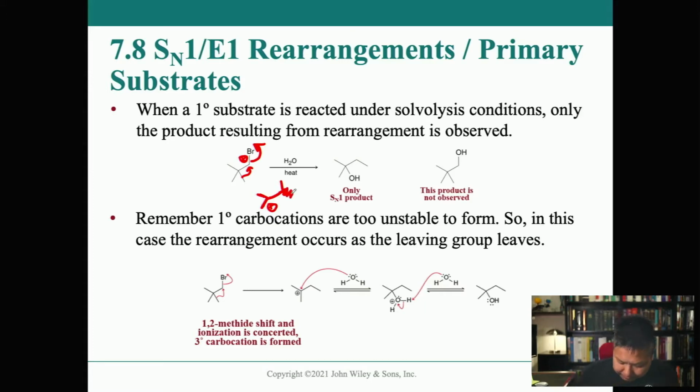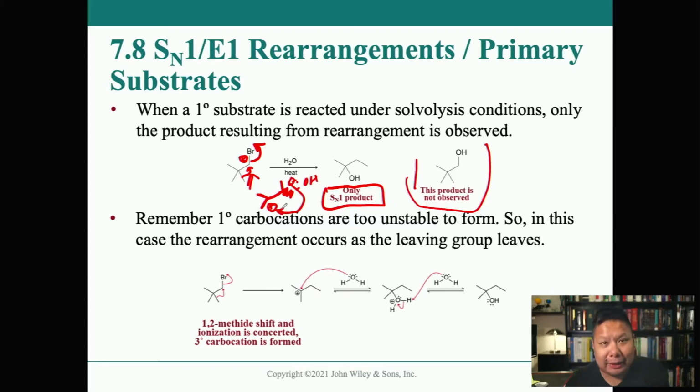All right. And so the reason why you only get the SN1 product, this product only, and not this one right here, is because it went through and did that methide shift first, and so the nucleophile did its attack on that carbon instead of the carbon where the bromine came from.